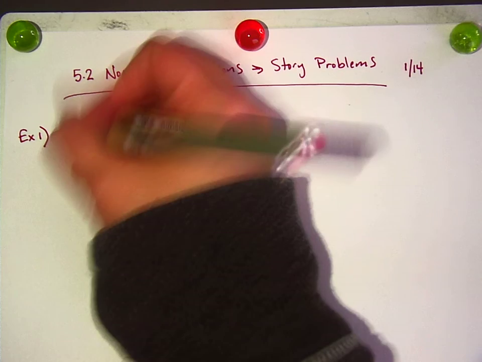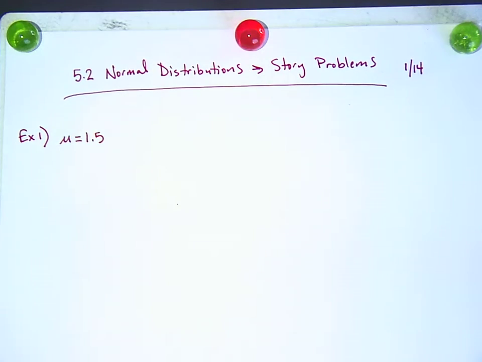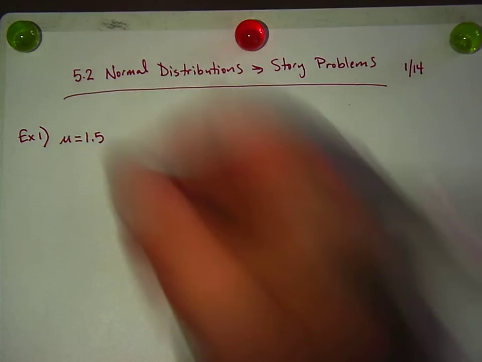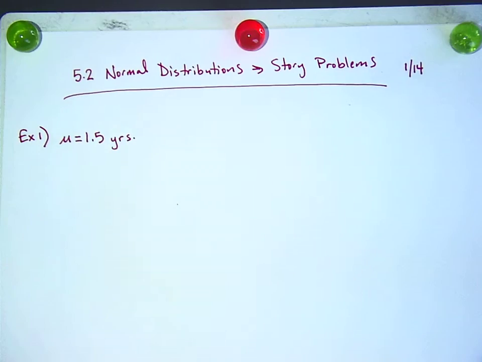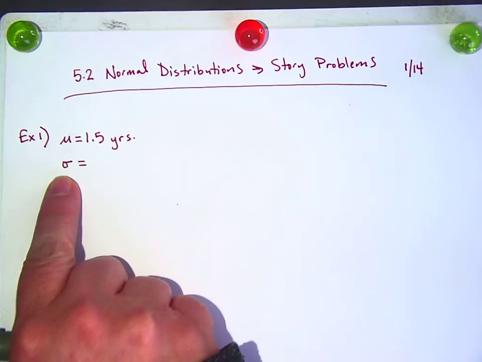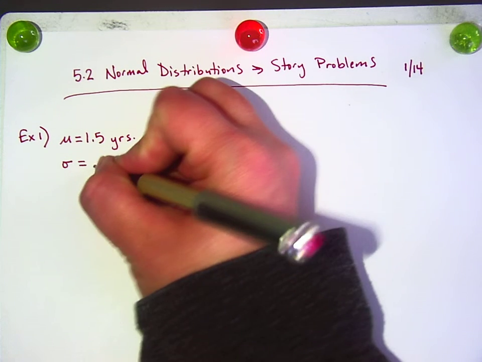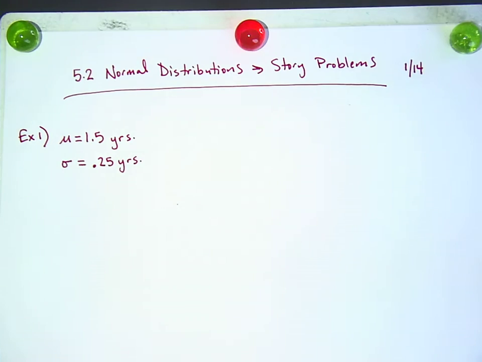All right, so I'm going to write down mu equals 1.5. Do you guys remember what mu is? The average. All right, so the average is 1.5 years to keep your cell phones. And the standard deviation, do you remember what this is called? Sigma is 0.25 years. That means on average, most people are between 1.25 years and 1.75 years, closer to 2 years.